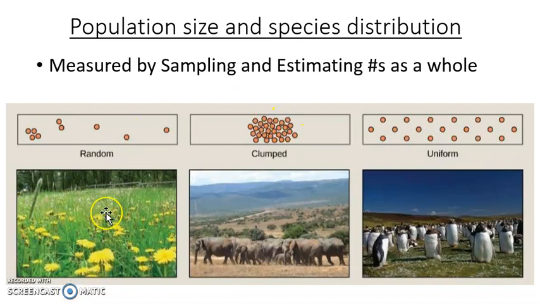So when we look at this, not only are we looking at population size, but you're getting some idea about the distribution of the species. So are they living in different kinds of patterns? And that's going to tell you something about the organism that you're looking at right there.